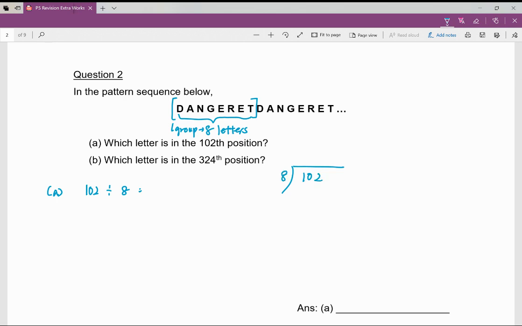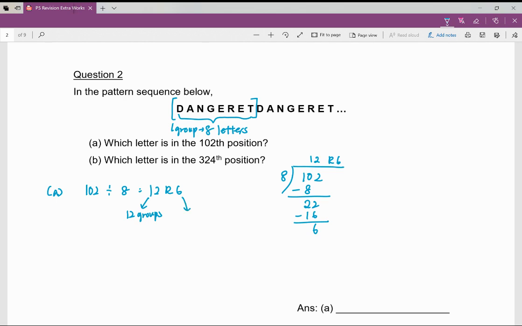102 divided by 8, that's 1. So 22 divided by 8 is 2, minus 16. I have remainder of 6 here. So it's 12 remainder 6. Okay, so 12 remainder 6. The 12 stands for 12 groups.